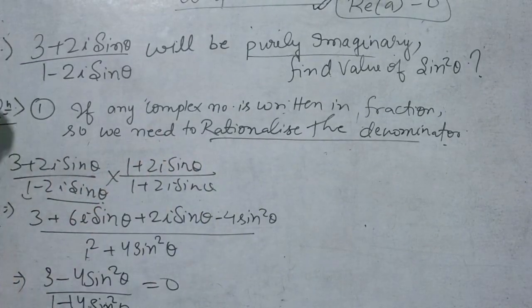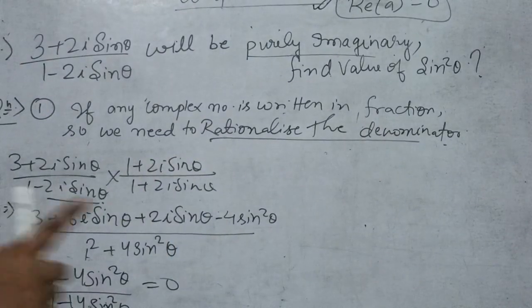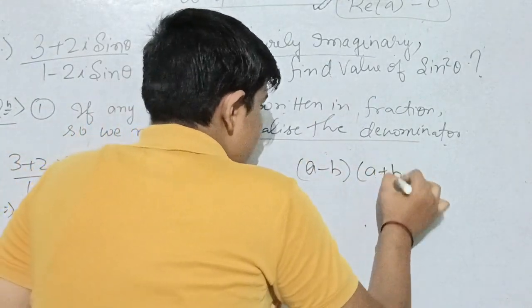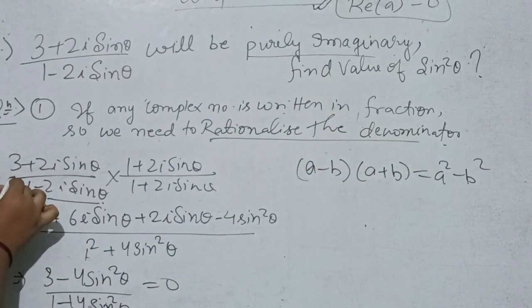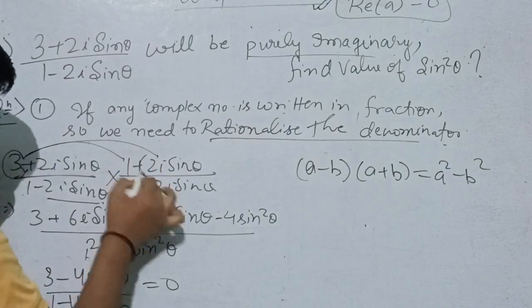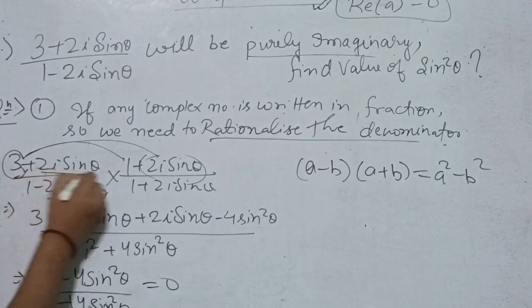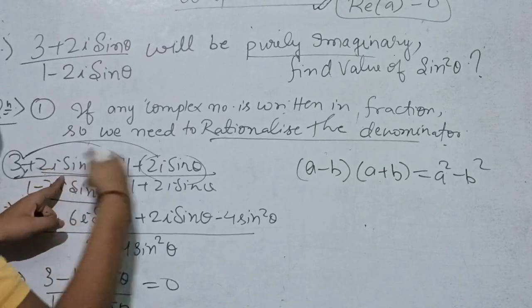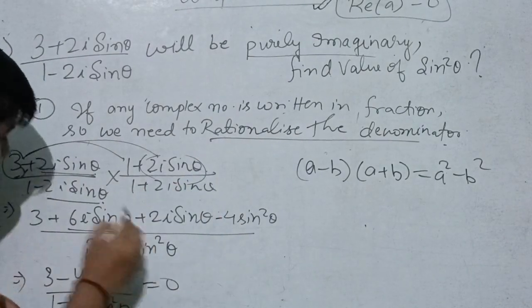So that the denominator becomes small, as it becomes of the form a minus b into a plus b, which is equal to a square minus b square. Further, in the numerator, at first we multiply 3 by 1, and then 3 by 2 iota sin theta. Now plus, we multiply 2 iota sin theta by 1 and then 2 iota sin theta by 2 iota sin theta. 3 into 1 is 3, and 3 into 2 iota sin theta becomes 6 iota sin theta.